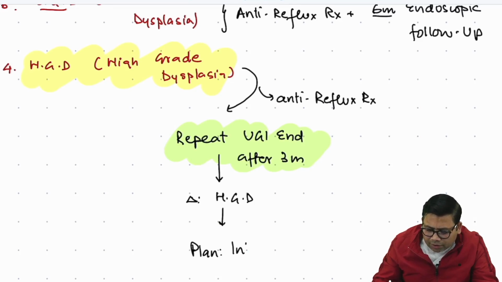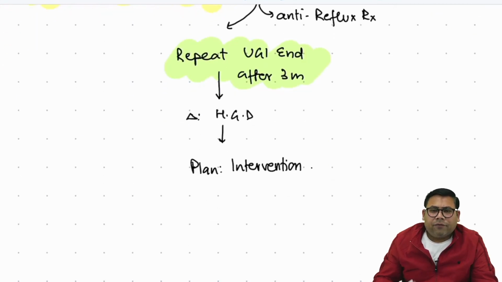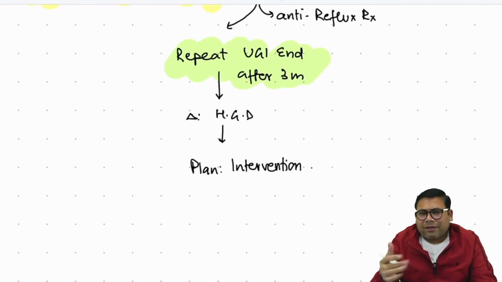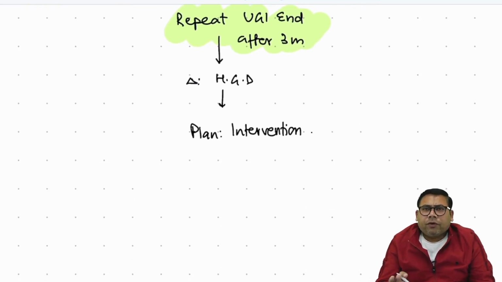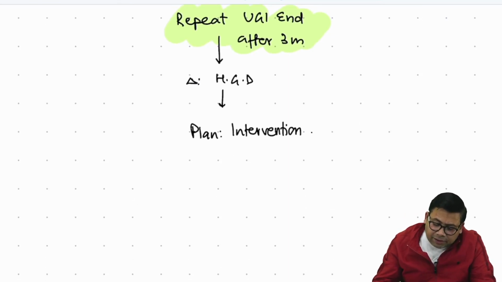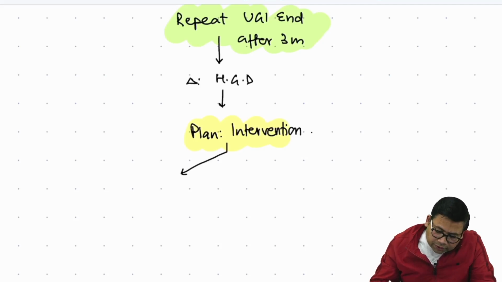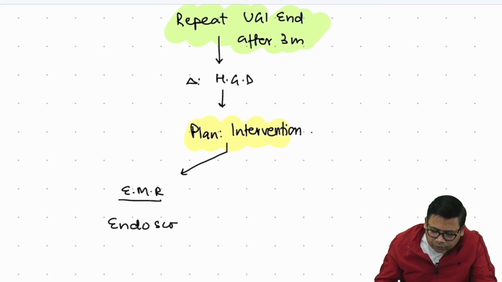Now this is what is very important. You need to plan intervention. If it is malignancy, you will manage it with esophagectomy, as done for carcinoma esophagus. But if it is still high grade Barrett's esophagus, then what is the next thing? You have two things. You have EMR, that is endoscopic mucosal resection. So endoscopic mucosal resection, this is one thing.